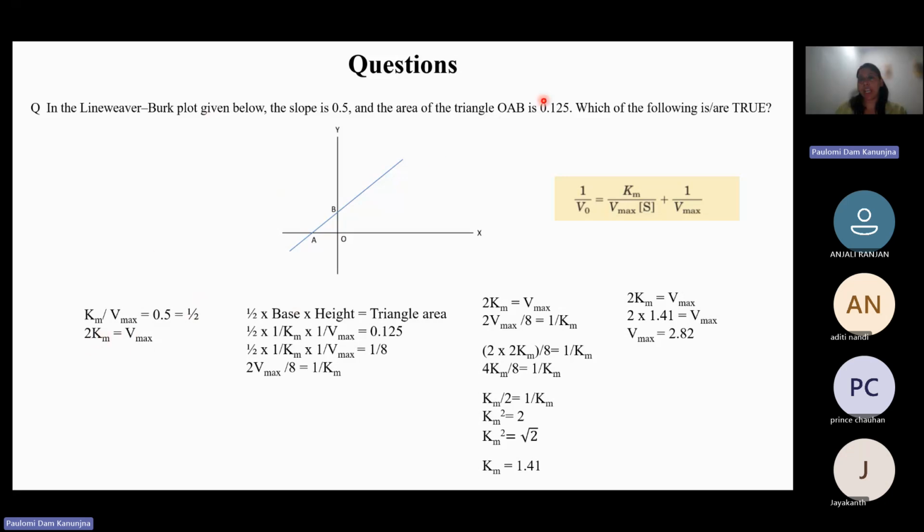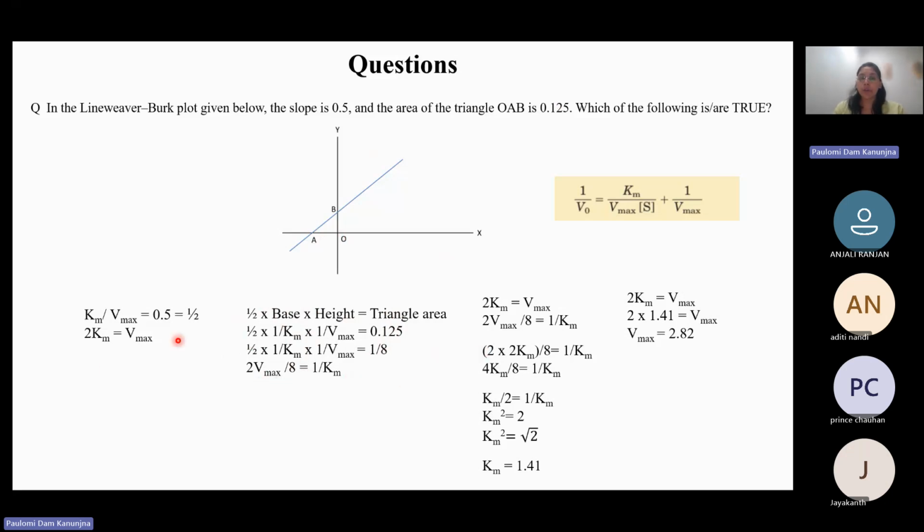The other set of information I had was triangle OAB having area 0.125. Because it's an area, I will use the positive values here for all the nodes. So half into base into height is the standard formula of triangle area. So I've substituted half, base, this is 1 by Km instead of minus 1 by Km, and height being 1 by Vmax, 0.125. I've basically written 0.125 as 1 by 8 because I don't want to deal in decimals. And that gives me this equation, which is 2 Vmax by 8 is equal to 1 by Km.